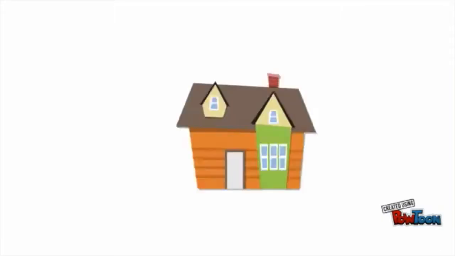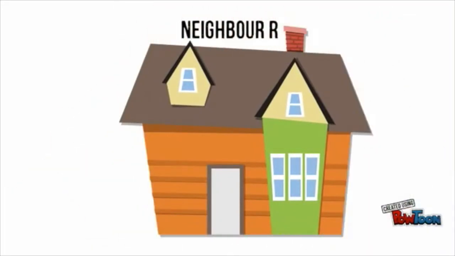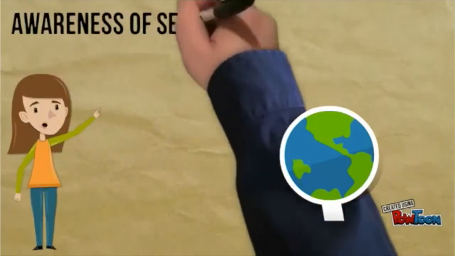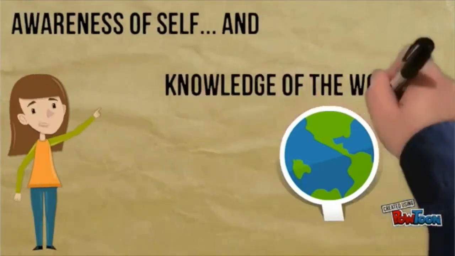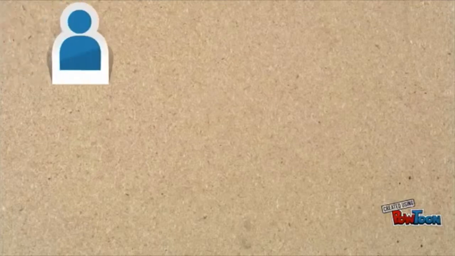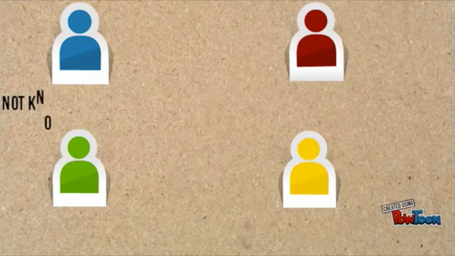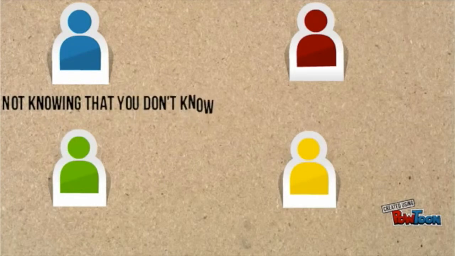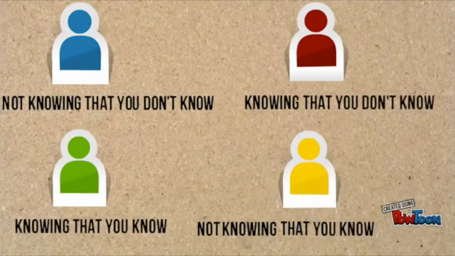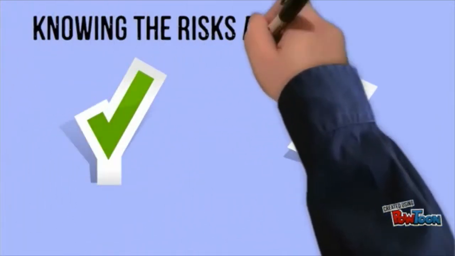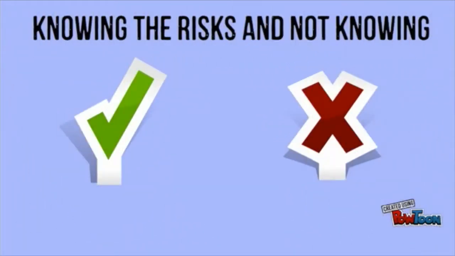So, this may support the idea and work of Rumsfeld that suggests that there are two senses to the term know. The two senses are those of awareness of self and knowledge of the world, knowing and not knowing. The four possible combinations are not knowing that you don't know, knowing that you don't know, knowing that you know, and not knowing that you know. The four combinations can be linked to understand the possible risks related to a given situation.